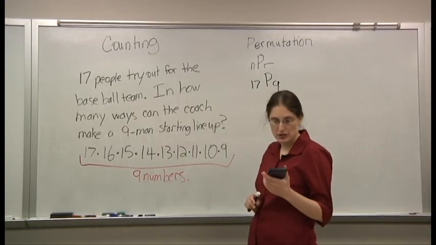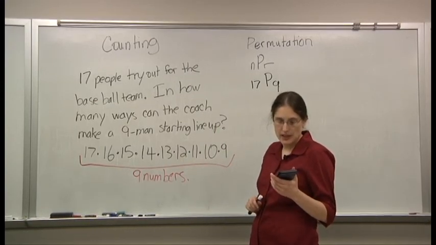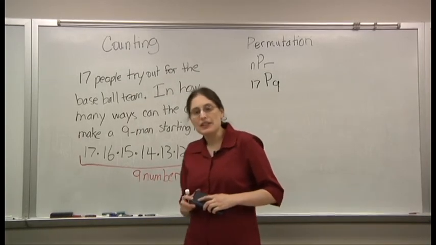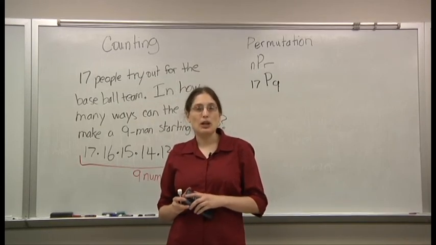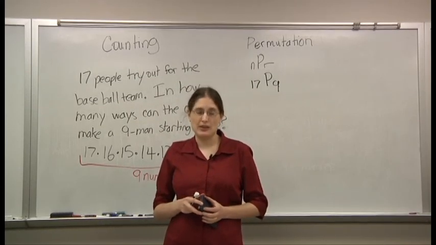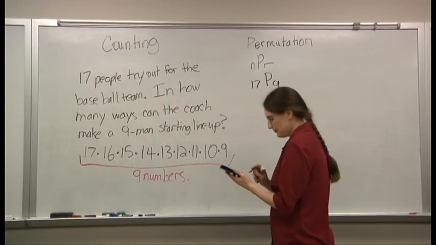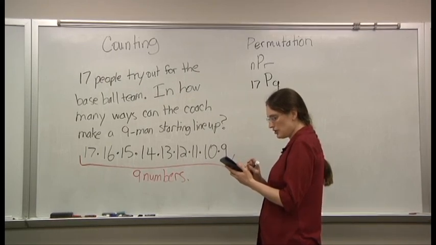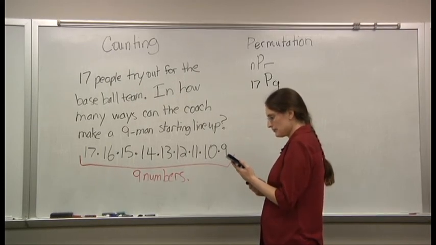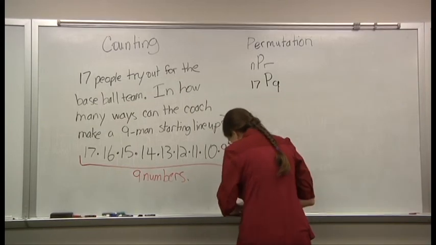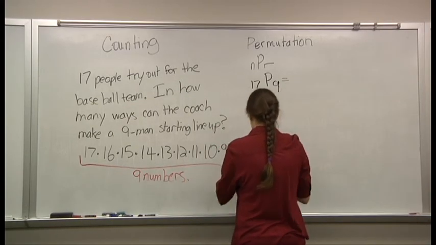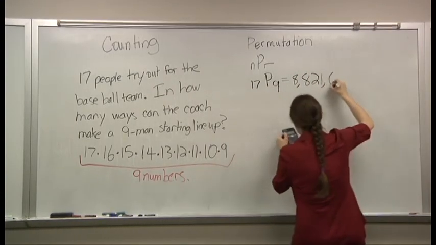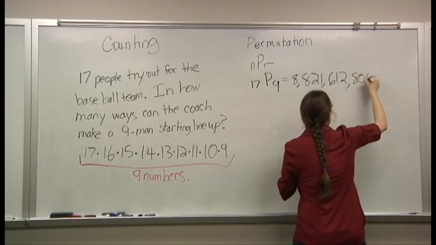There's a button for that on your calculator too. It probably says nPr on it. If you have a graphing calculator, the nPr is probably close to where you found your factorial. 17 permutation 9. It's a pretty big number, but it isn't scientific notation. 8, 8, 2, 1, 6, 1, 2, 800.